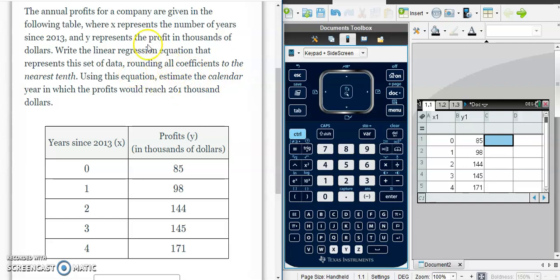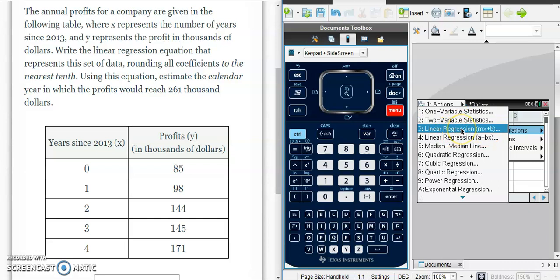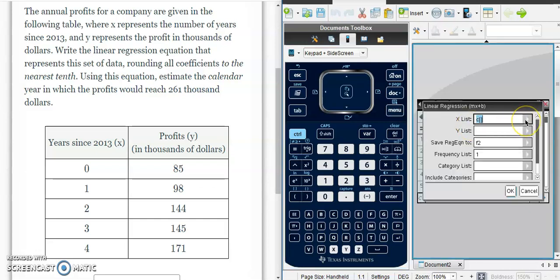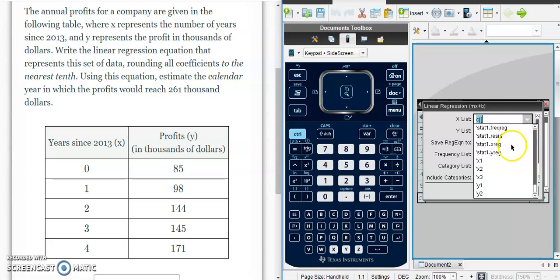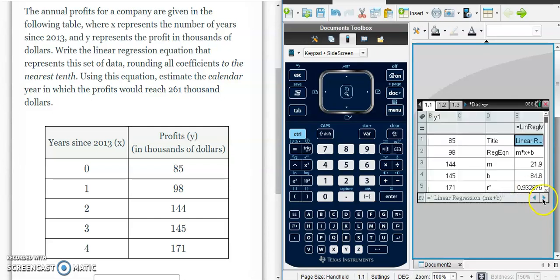For a linear regression problem such as this, here's my table of values. I've already got all that entered, so just a quick refresher. I'm going to go Menu, Statistics, Stat Calculation, and then I can choose Linear Regression, mx plus b. You're going to see some things pop up here because I've already entered several problems to make the video a little quicker, but I'm going to use X1 because that's the problem I had there, and for my Y values, this is Y1. Then I'll hit OK, and you'll notice it gives you everything you need. Here's your slope. Here's your y-intercept.